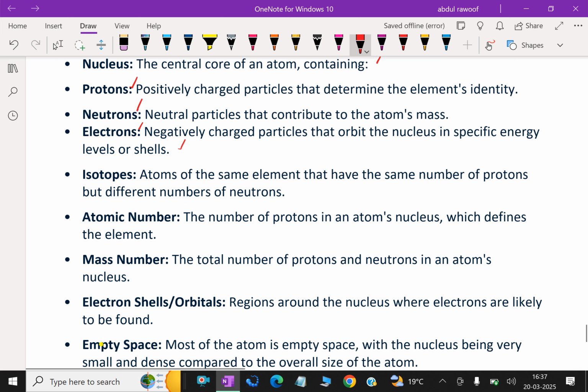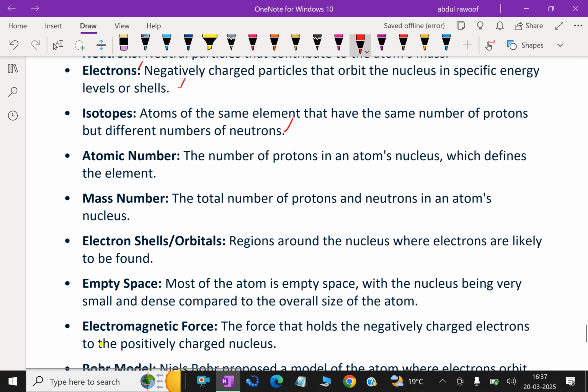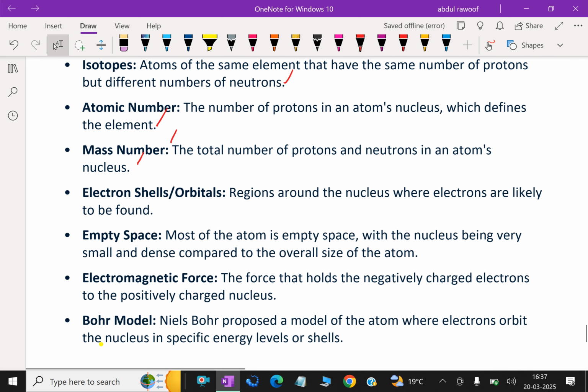Isotopes: atoms of the same element that have the same number of protons but a different number of neutrons. Atomic number: the number of protons in an atom's nucleus, which defines the element. Mass number: the total number of protons and neutrons in an atom's nucleus. Electron shells or orbitals: regions around the nucleus where electrons are likely to be found.